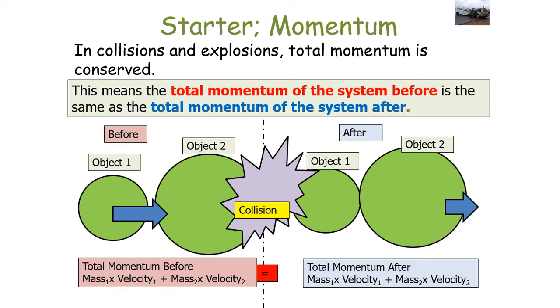Now, it's very important to note that we can actually work out momentum with the equation mass times velocity. So we can expand out that previous equation of momentum 1 plus momentum 2 before equals momentum 1 plus momentum 2 after by saying mass of 1 times velocity of 1 plus mass of 2 times velocity of 2 must equal mass of 1 times velocity of 1 plus mass of 2 times velocity of 2. So we'll just expand it out to include the entire equation for momentum.